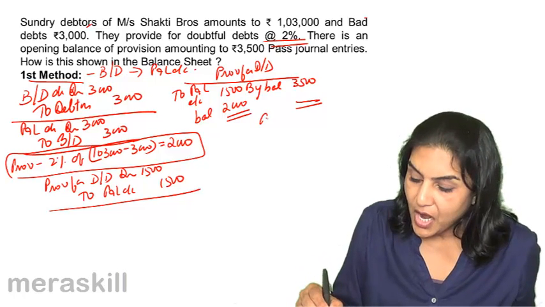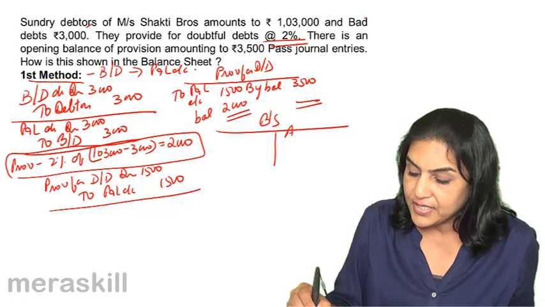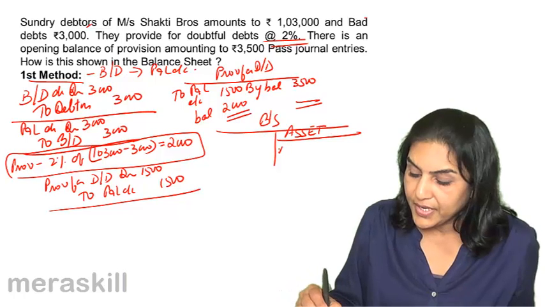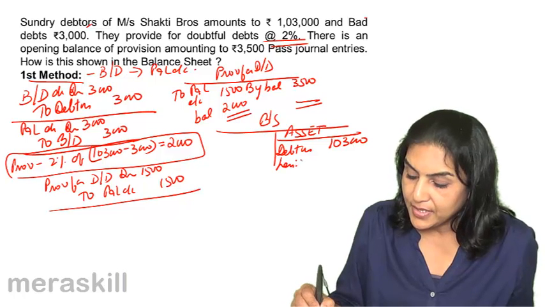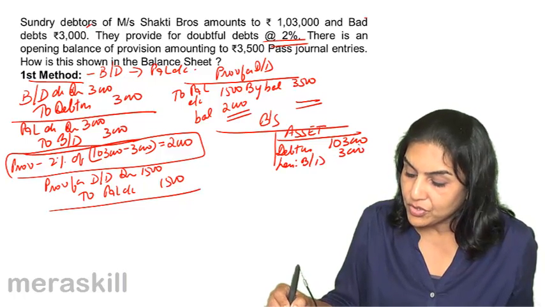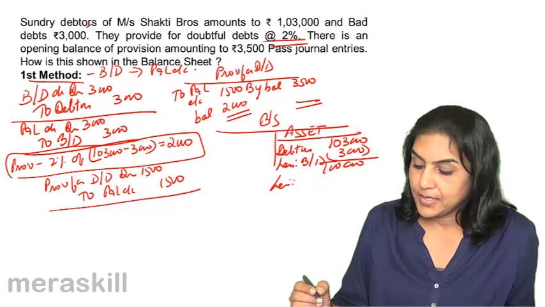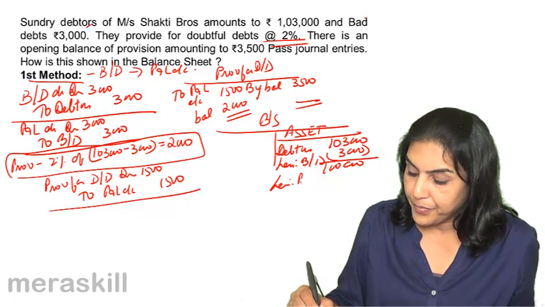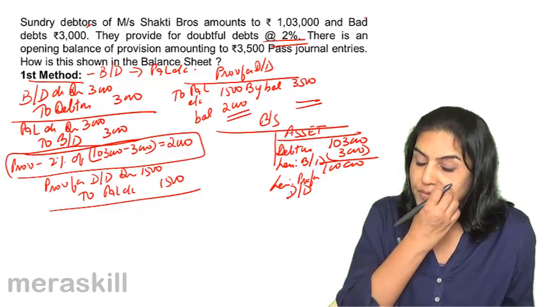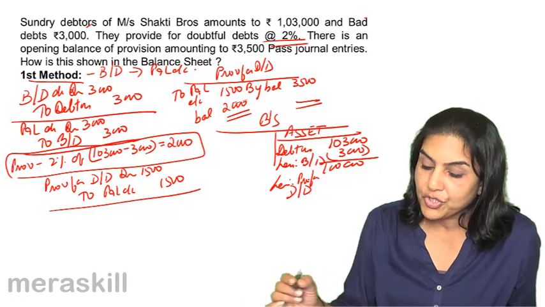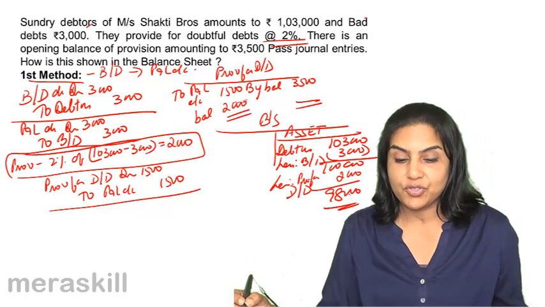If this is the case, how would the provision and debtors appear in the balance sheet? On the asset side, we say debtors. How much was the debtors? 1,03,000 less bad debts, 3,000. This is deducted. So you have 1 lakh less provision for doubtful debts. The new provision is what comes here. The balance in the account is the new provision, an amount of 2,000. Therefore, we get 98,000.